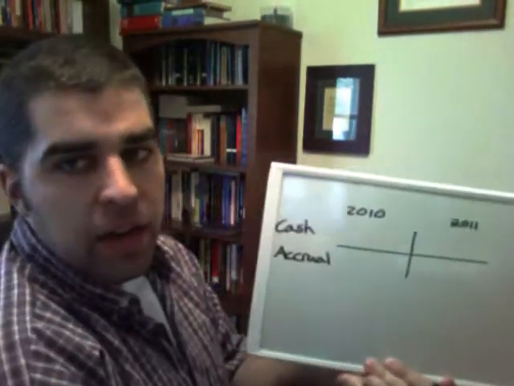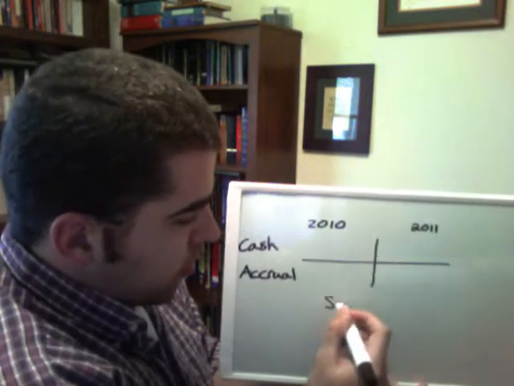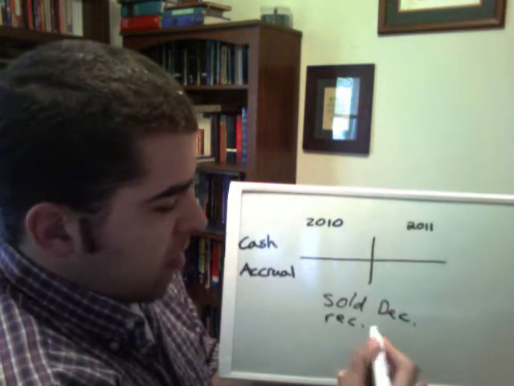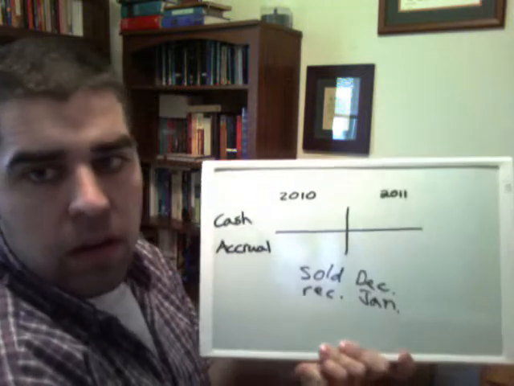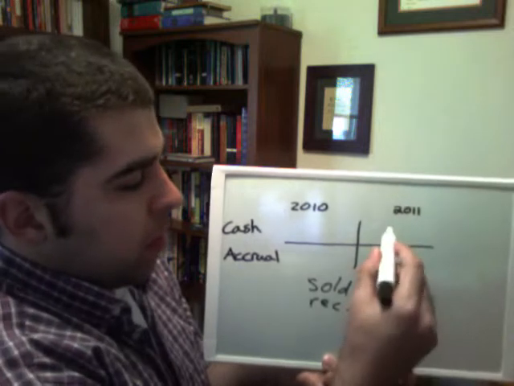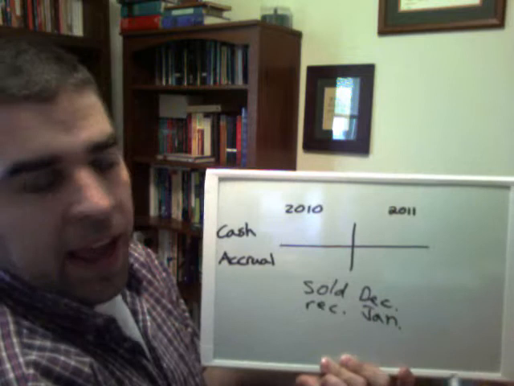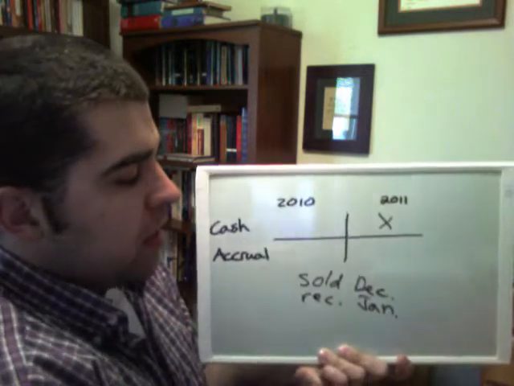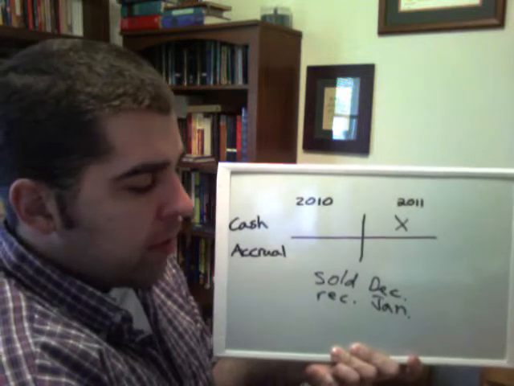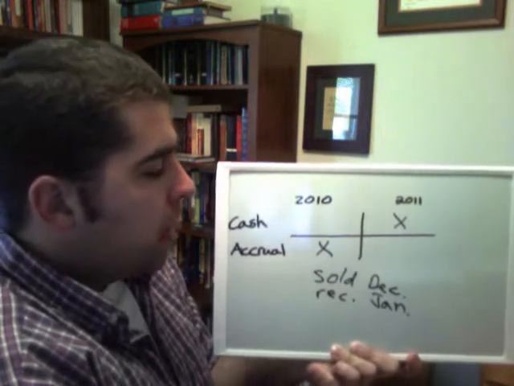Here's a little timeline, 2010 and 2011. So let's say that we sold some services in December and received payment in January. Okay, so under the cash basis, when would that actually be recorded as revenue? It would be recorded in January 2011, when we received it. So is that GAAP? No, that's not GAAP because that is not when the actual transaction occurred. It occurred in December of 2010, so it should be recorded in the 2010 period rather than 2011.